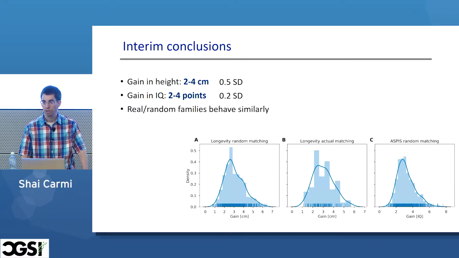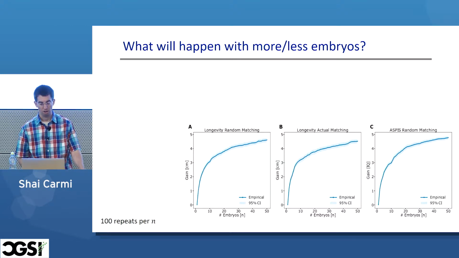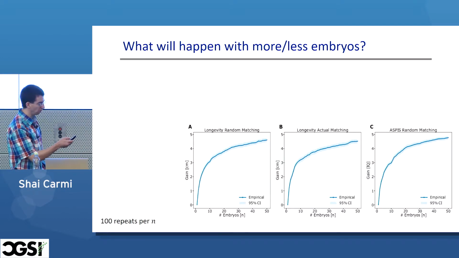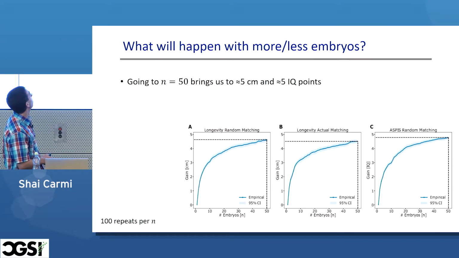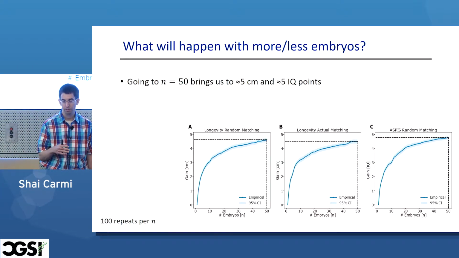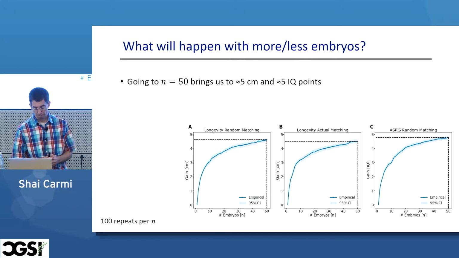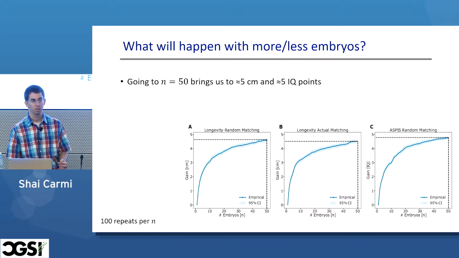So the first question that crossed the mind of everyone who hears about it: what happens if you don't have 10 embryos, what happens if you have many more? Maybe we can gain a lot more this way. So we can simulate as many embryos as we want, and this is the gain versus the number of embryos, the mean gain. And what we can see is that the benefit of doing this is rather limited.